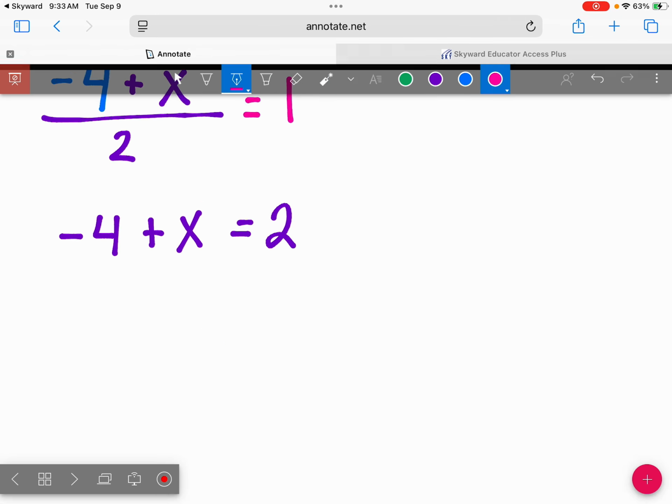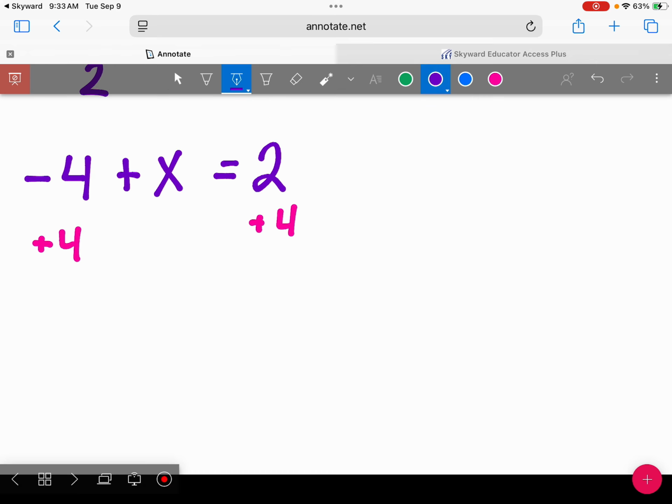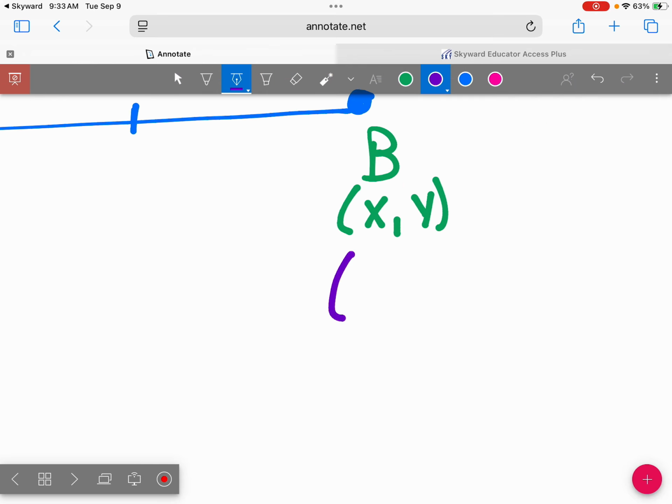What do you do next? Add 4 to both sides. So the x value of point B, 2 plus 4 gives us 6. So B is going to be with an x value of 6.